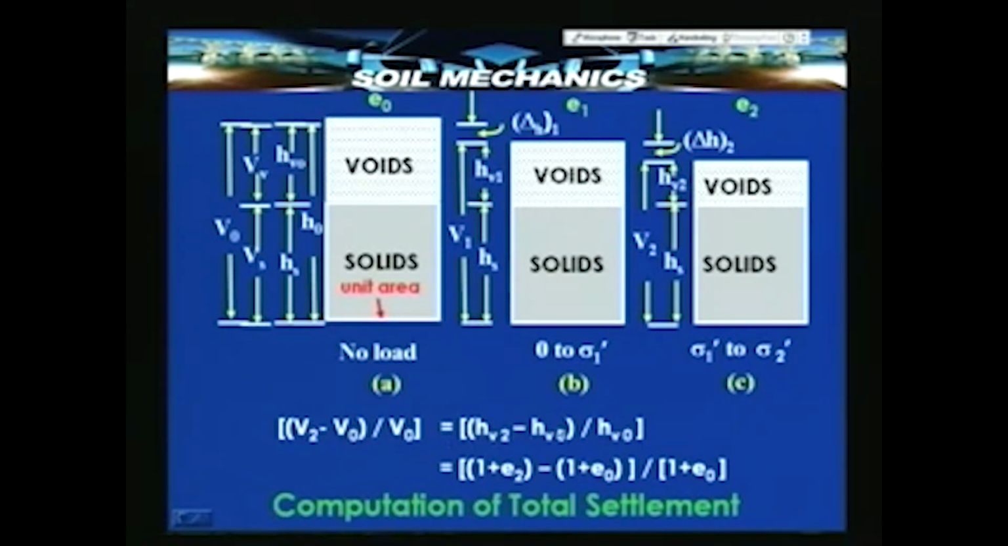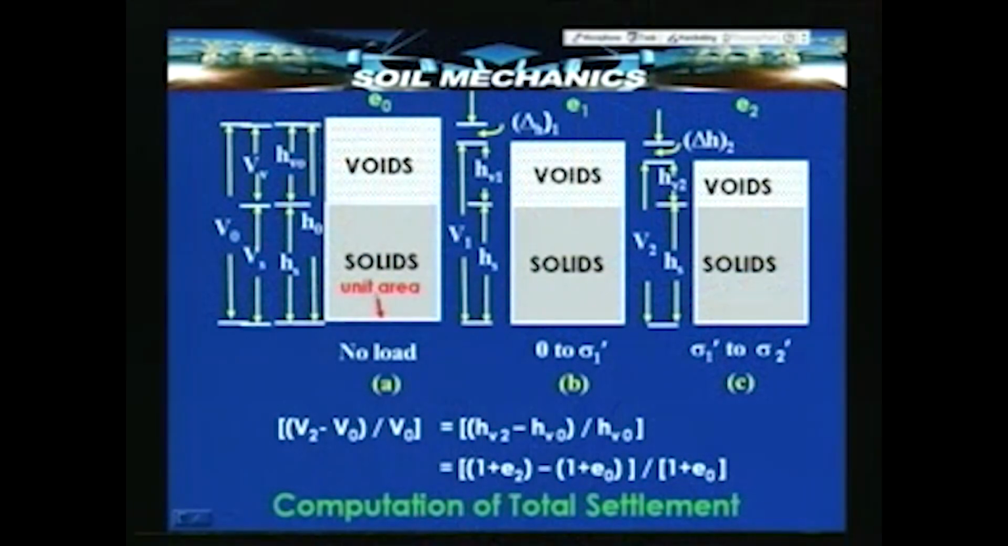Actually, this will be minus and this will also be minus, and therefore, it is as good as subtracting the second volume from the first volume, and instead of dividing by V 0, we now divide by H V 0, the original height of the voids. We could as well divide by the total height, but then it is only the volume of voids which is changing. Therefore, it is appropriate to relate the change in height to the original height of the voids only, rather than H s plus H v 0. It is more appropriate to relate the change in height to H v 0. Okay.